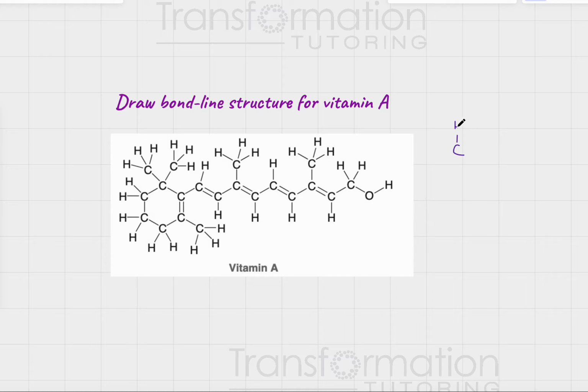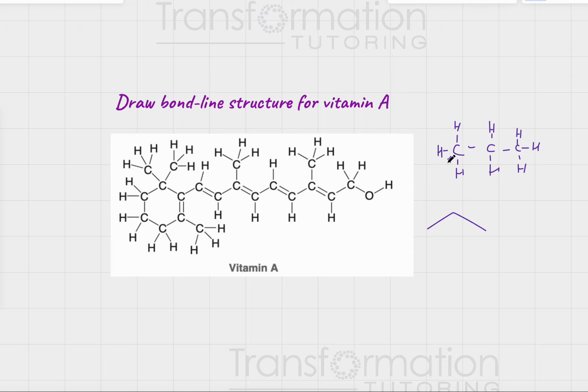So for example, if we have CH3, CH2, and another CH3, how do we draw the bond line structure for it? We do it through a zigzag like this. 1, 2. The end of a line and two lines coming together implies that there is a carbon there, and hydrogens are not shown but are implied.